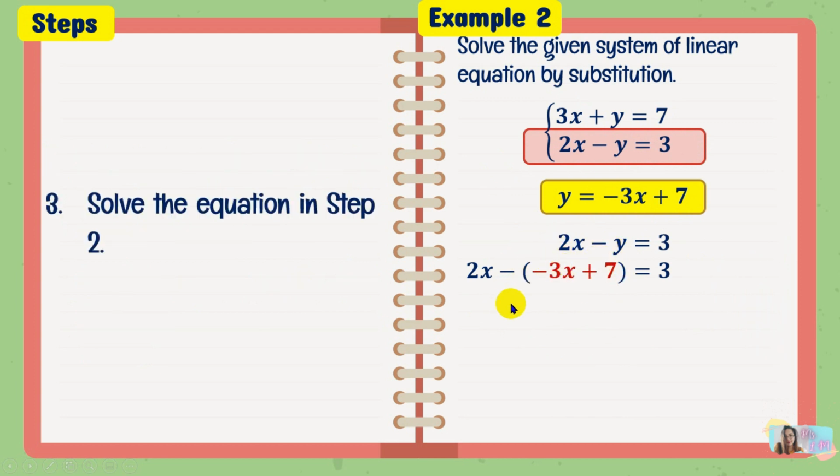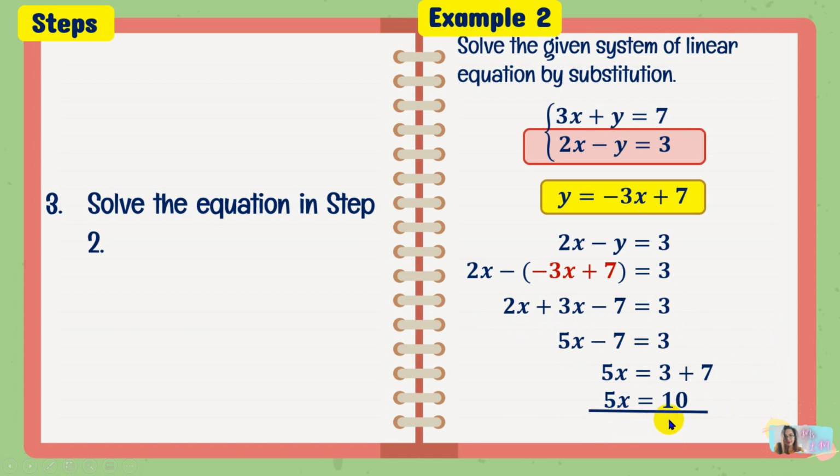On our step number 3, we have to solve this equation. Magkakaroon tayo ng 2x. So, negative times negative is positive and negative times positive is negative. Kaya nagkaroon tayo ng 2x plus 3x minus 7 is equals to 3. Additive inverse of negative 7 para makasama niya yung kapwa niya constant. That's positive 7. So, add on both sides of the equation. And also, 2x plus 3x is 5x. Additive inverse of negative 7 is positive 7. Then, 3 plus 7 is 10. Divide both sides by 5. So, the value of x is positive 2.